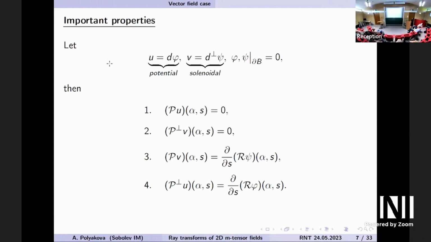And this is the same. And also, there is a connection between ray transforms of the vector field and the Radon transform of the potential on the basis of which we construct a vector field. These are equalities 3 and 4. And also, I didn't write it inside, but I can say here that there is a connection between the ray transform and the Radon transform.